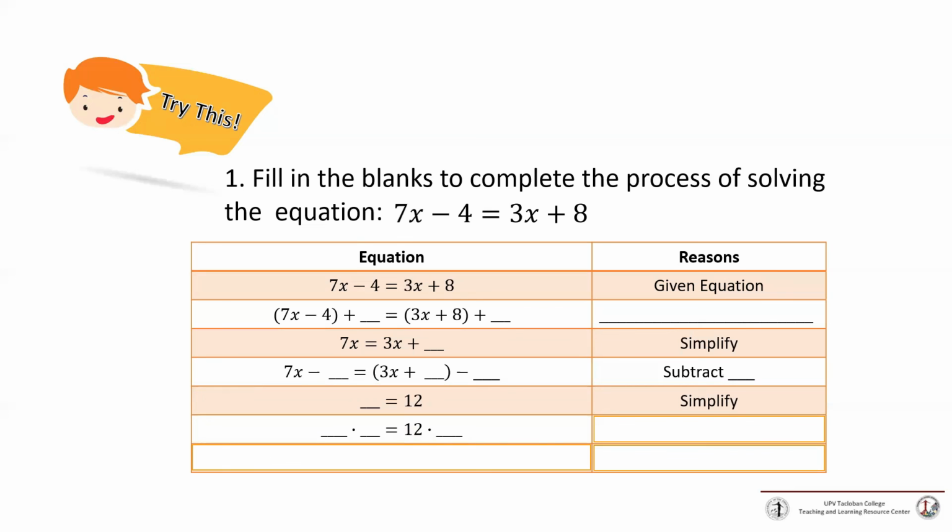And again, on the next row, we have blank times blank is equal to 12 times blank. So what should be the value in the blank? So that means the reason is multiplied by blank. What should be the value in the blank? Then you got the answer, which is equal to 3. The value of your x, or your unknown variable, is equal to 3. Okay, and that is now the solution.